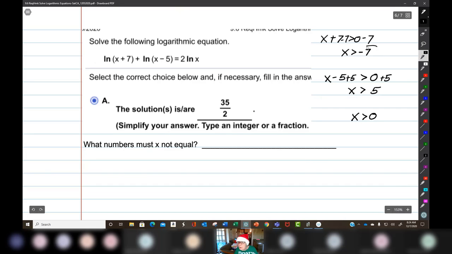So now we have to write these numbers as they exist on the x-axis or the number line in relationship to each other. That is, a negative number is always to the left of 0. Then there's 0, because 0 is less than 5, and then there's 5. So there's our number line.